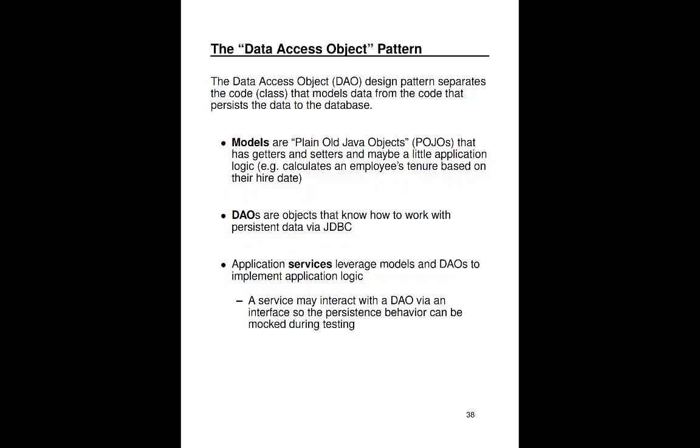So there's a simple pattern which offers some of the same advantages that an ORM or JPA does, but it doesn't take over all of the database mapping itself. It's called the data access object, and it's a pretty simple pattern. The whole idea is that it separates the code that models the data from the code that persists the data to the database. The role of the data is called a model.